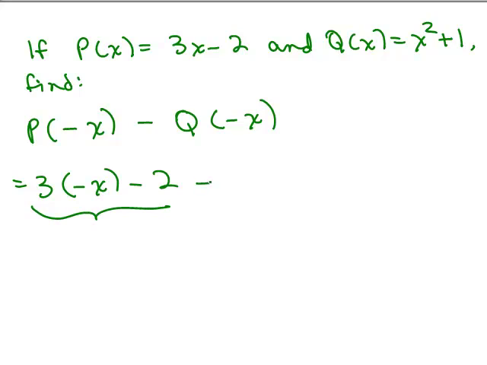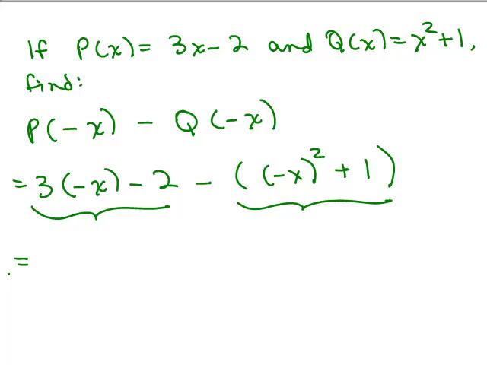Minus, now what's my q of negative x? I'm going to put a parentheses around it. I'm going to plug in negative x for its x. So I have to put in a negative x in for the x and square it and add 1 and then subtract the whole thing. So this big thing in parentheses is your q of negative x. Woo!